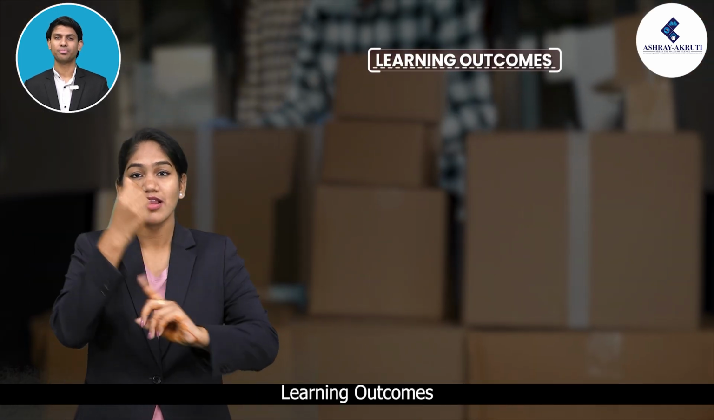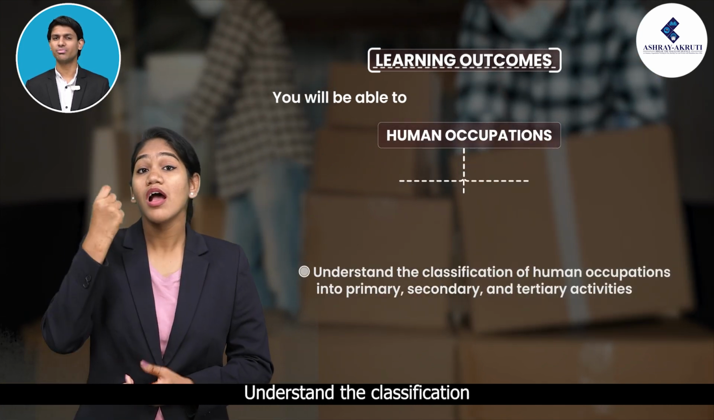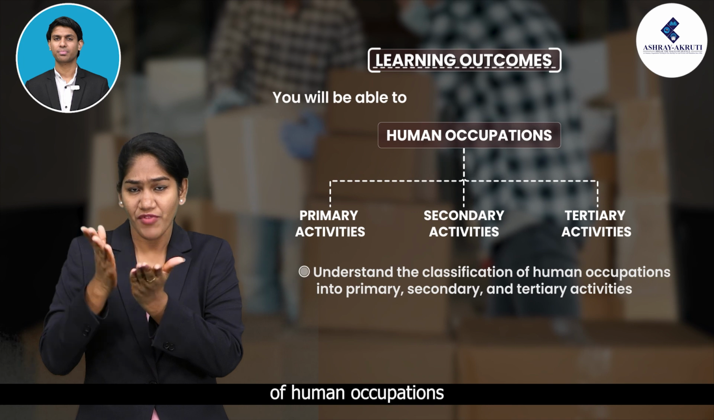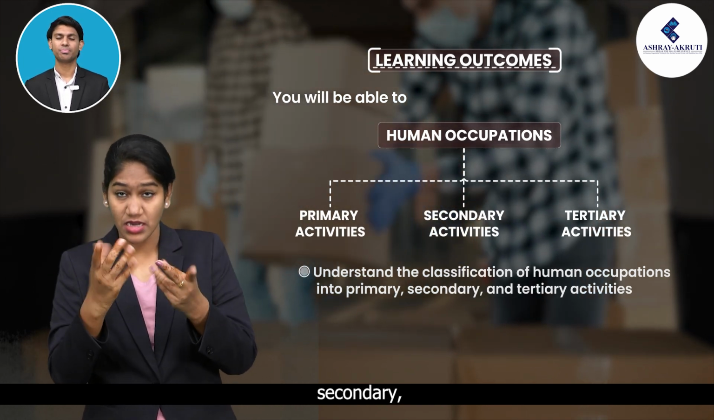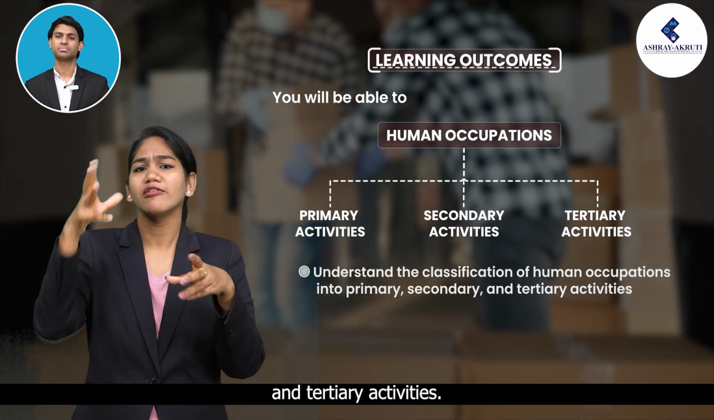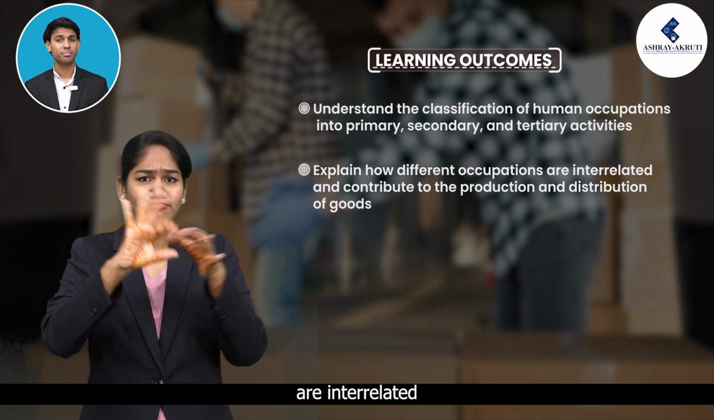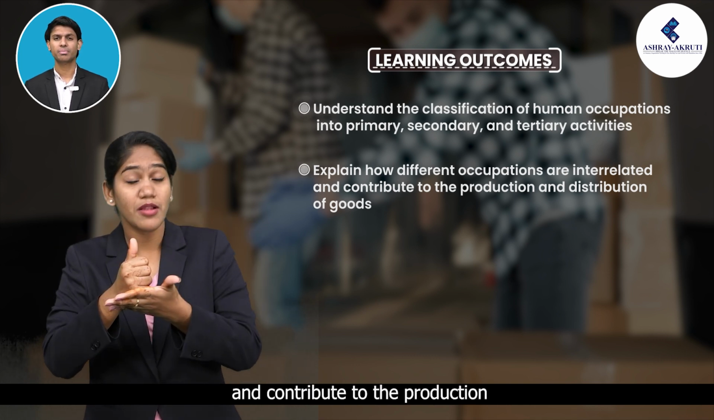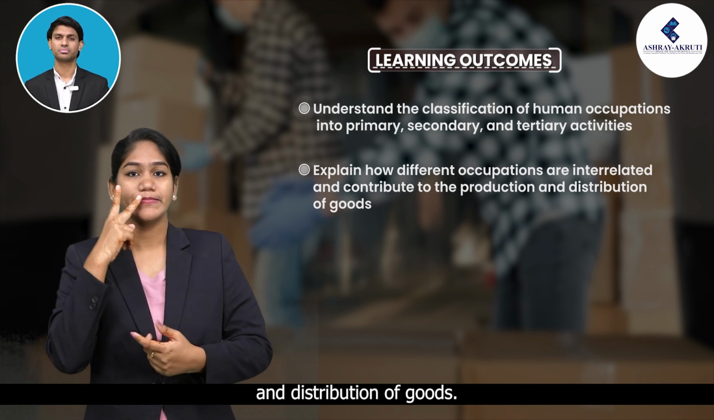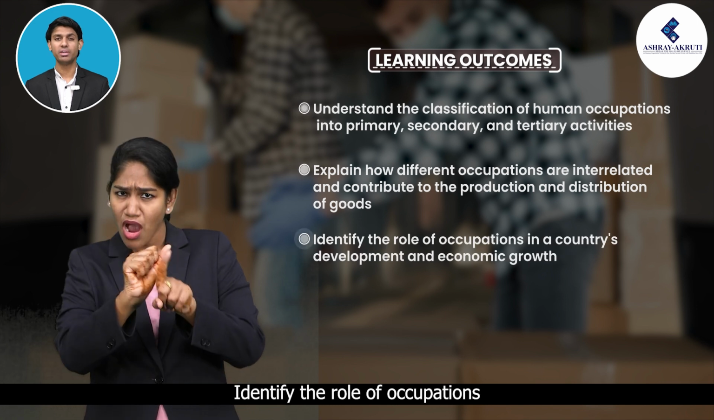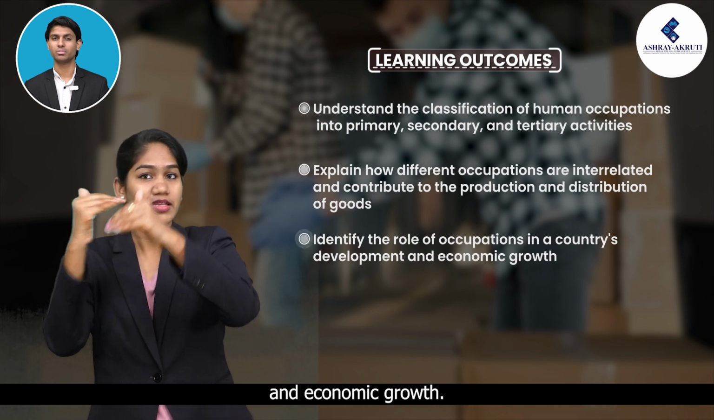Learning outcomes. You will be able to understand the classification of human occupations into primary, secondary, and tertiary activities. Explain how different occupations are interrelated and contribute to the production and distribution of goods. Identify the role of occupations in a country's development and economic growth.